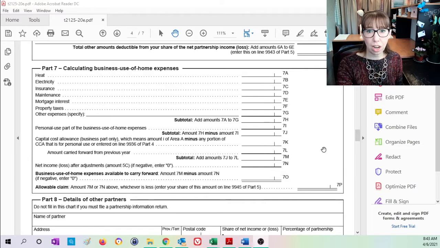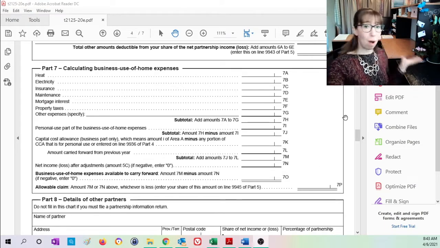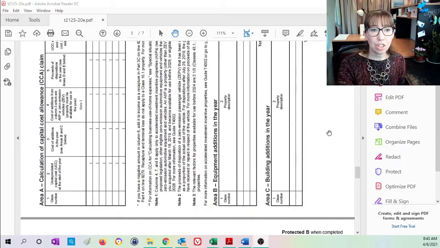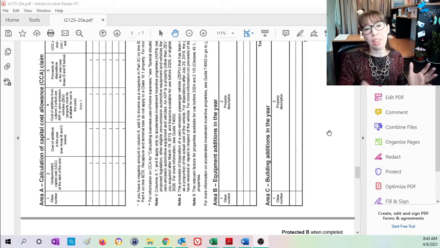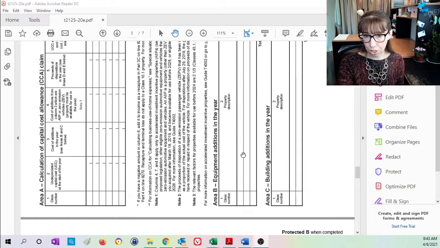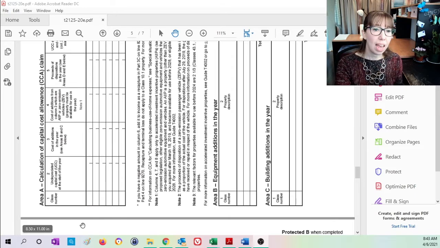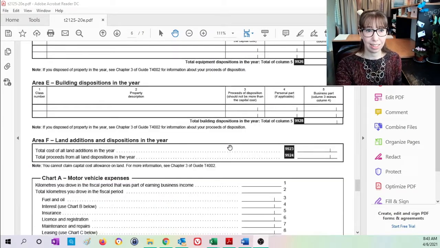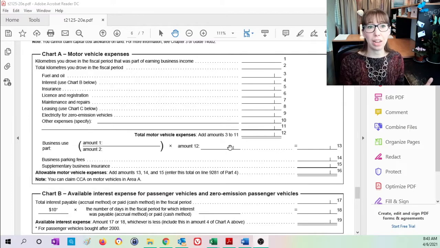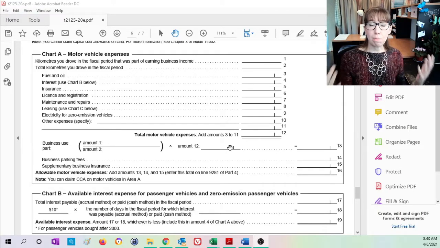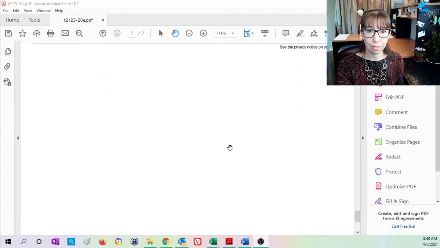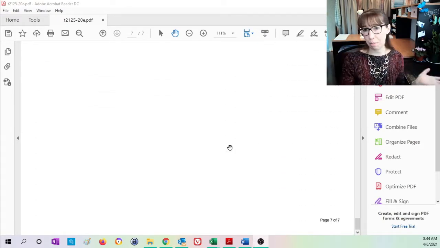This is the section where we talk about your business use of home or your home office. This is the section where you list your assets. Not that you list them all, you list any assets that you purchased or disposed of in the year. And then this is the part where you talk about how much your total assets have depreciated or lost value over the year. This is the section where we talk about the expenses related to your vehicles. And that's it. That's as simple as it gets.